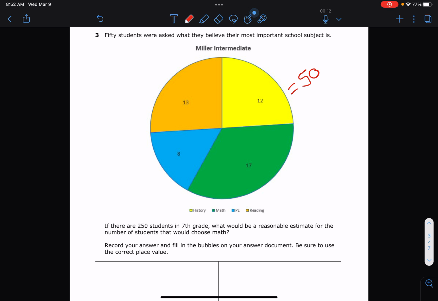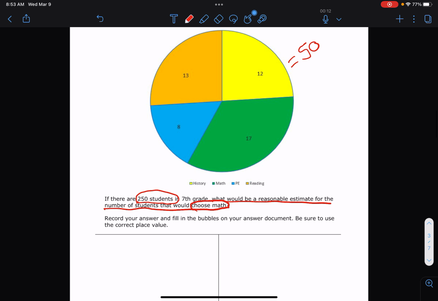It says if there are 250 students in 7th grade, what would be a reasonable estimate for the number of students that would choose math? So we have 250 students, and we're looking for a reasonable estimate of the people who chose math. If you remember correctly, when we're making predictions, we're going to use a proportion to solve for that. So we're going to go ahead and set up our proportion.